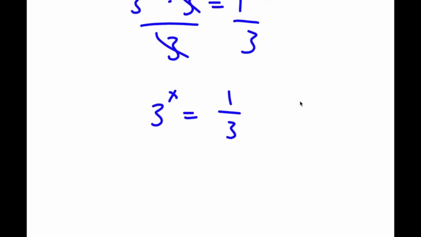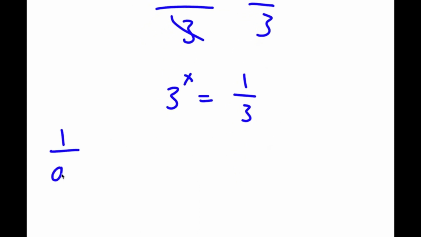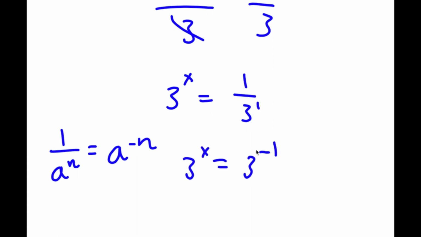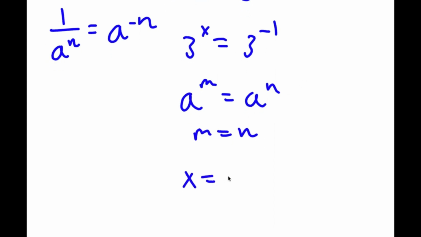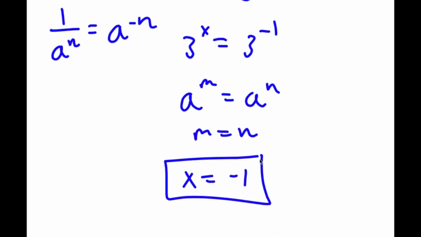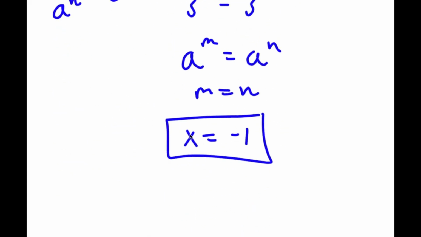Now, if I have something in the form 1 over a to the power of n, this is simply equal to a to the power of negative n. So we can think of 3 in this case as 3 to the power of 1. So 1 over 3 to the power of 1 is going to be the same thing as 3 to the power of negative 1. And remember, if I have something in the form a to the power of m is equal to a to the power of n, this means that m is equal to n. So in this case, x is equal to negative 1. So this is my answer again, using the second method.